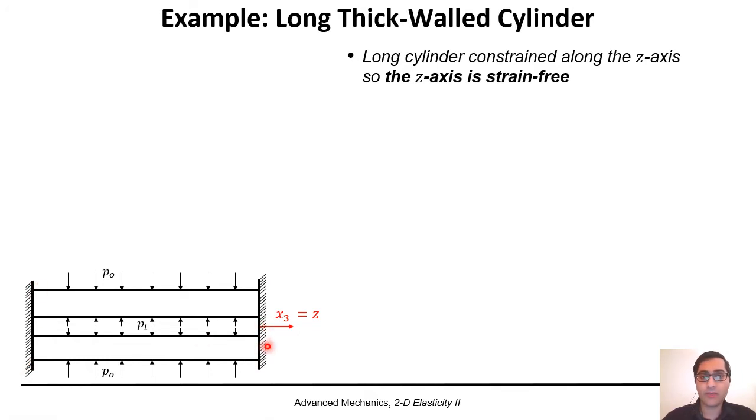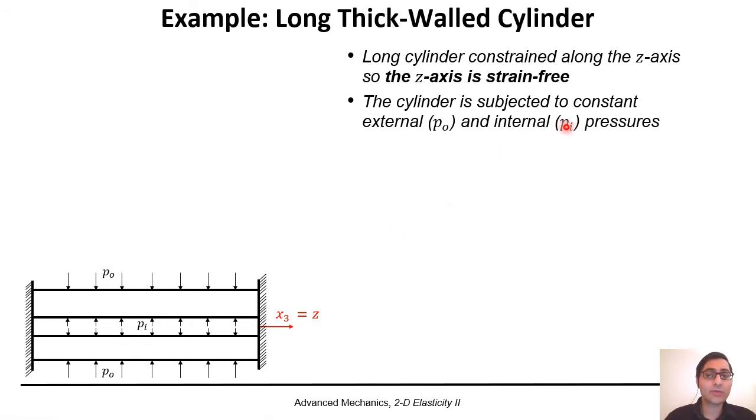This is basically the case of a long tube or a long cylinder, like we've seen before, the long airways, the blood vessels. Because of the long dimension, we can assume there is no axial strain there. So it's going to be the case of plane strain. The cylinder is subject to constant external PO and internal PI pressures, and there are no body forces. So V is equal to 0.